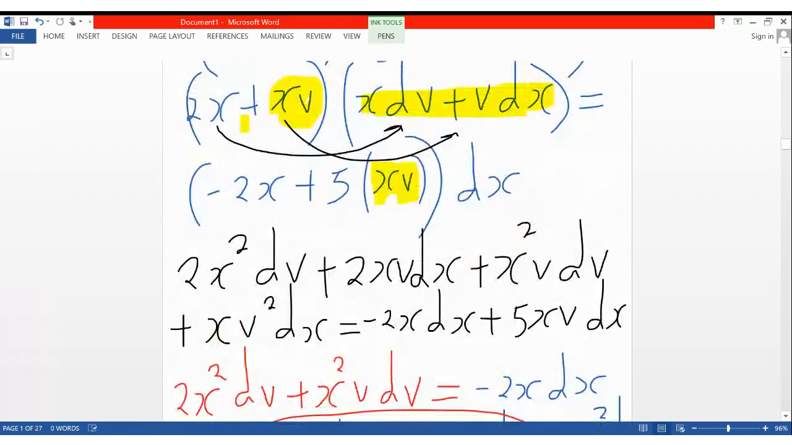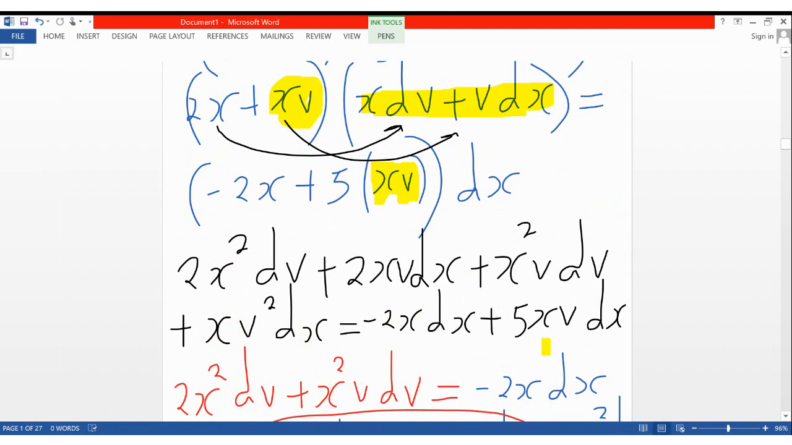So you multiply 2x with the whole of this one, then you multiply xv with the whole of this one. So when you multiply 2x times x, you'll get 2x squared. Then 2x times v, you'll get 2xv. Then xv times x, you'll get x squared v. And then xv times v, you'll get xv squared dx. This side is straightforward, it is easy to open and get that one.